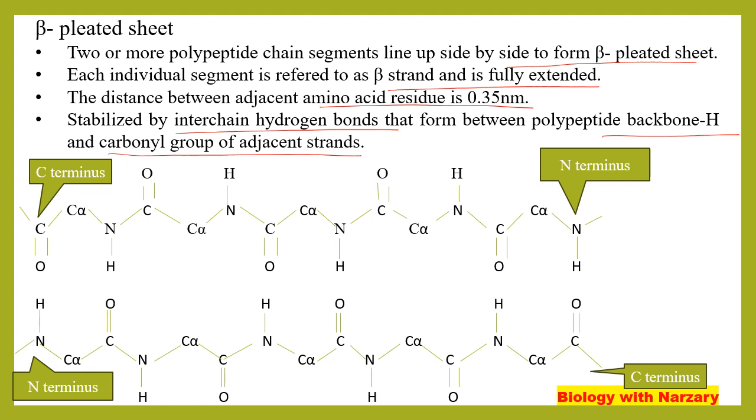Here you see in this structure, these are beta strands. And since these beta strands are arranged in opposite directions, it is known as antiparallel beta pleated sheet. Similarly, when these beta strands are arranged in the same direction, it is known as parallel beta pleated sheet. Now, the hydrogen bond forms between the carbonyl oxygen and the amide hydrogen of the adjacent strand.